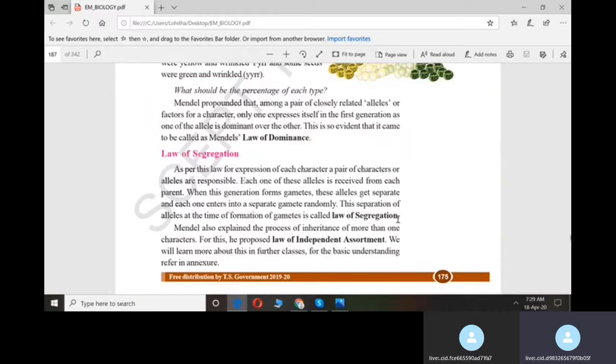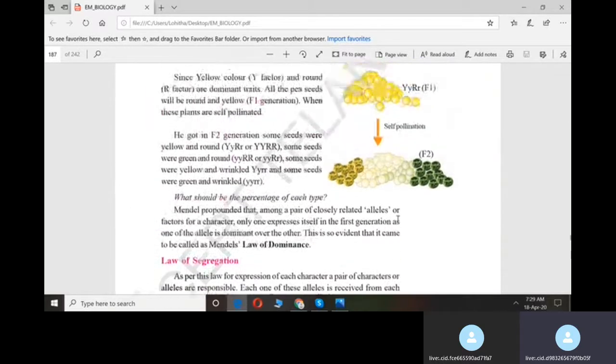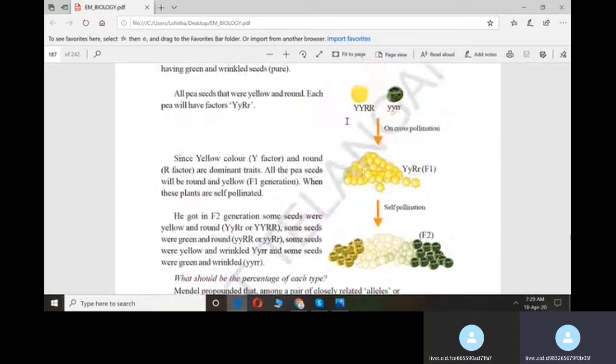Now, this is law of independent assortment. This is a very interesting one. Here, not only one character is taken, he is taking two characters. Means round and yellow, round and wrinkled. Both are crossed. What you got in the F1 generation is round and yellow only. Here, wrinkled and green are not showing in the F1 generation. Round and yellow it is showing.